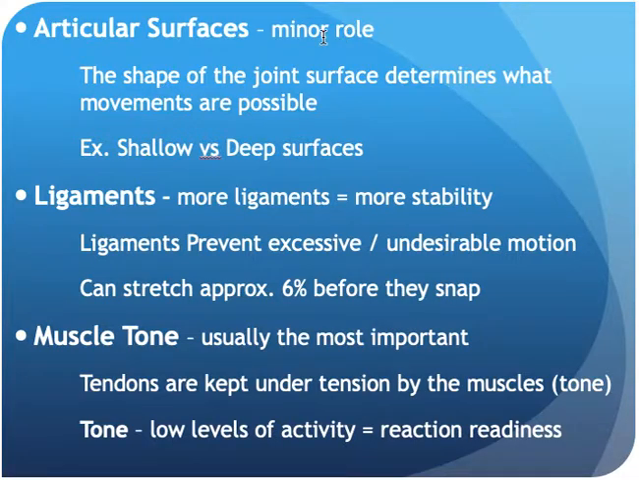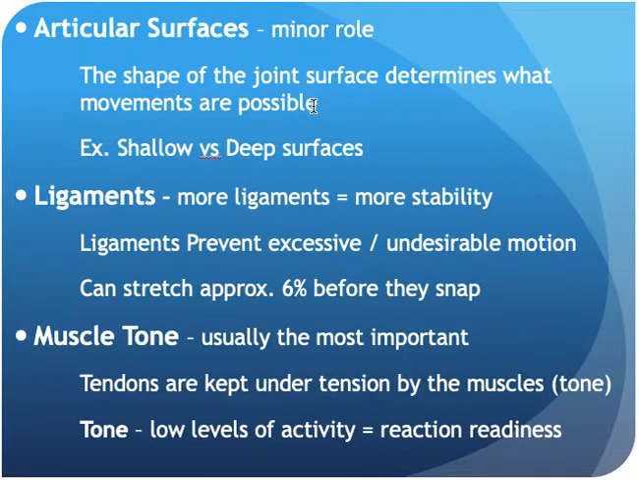So articular surfaces play a minor role. Another good multiple choice question is which one of these is the most important? Articular surfaces play a minor role. What they're talking about with the articular surfaces is that the shape of the joint surface determines what movements are possible. And we talked about that with the shoulder versus the hip.